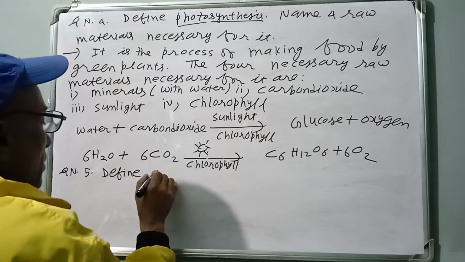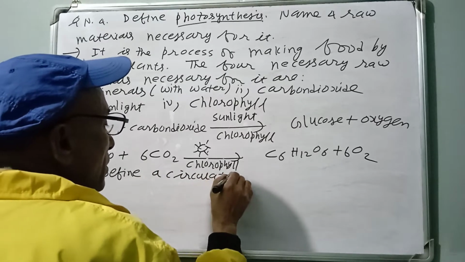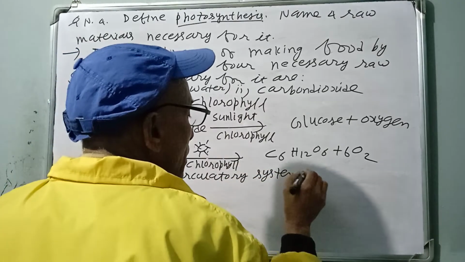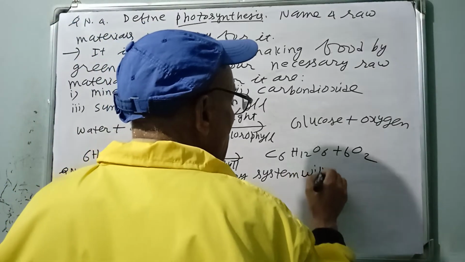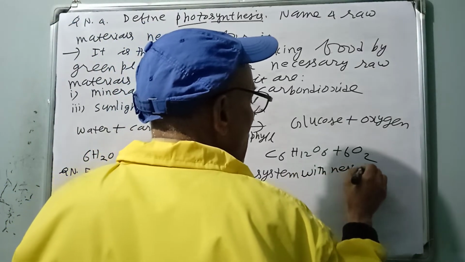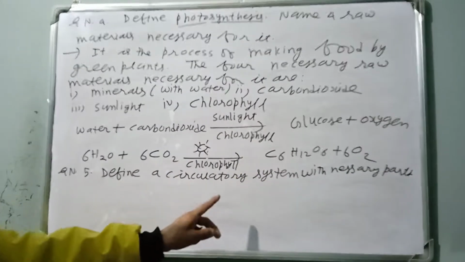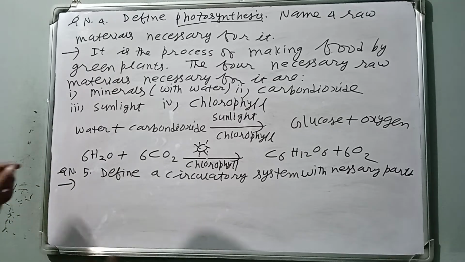Define a circulatory system and write necessary parts with necessary parts in the human circulatory system or human circulatory system.